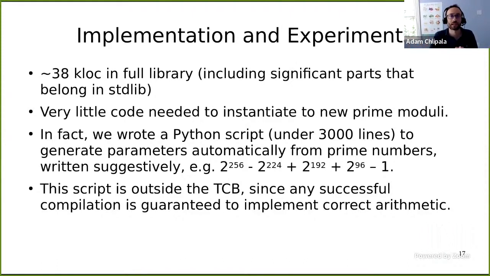Sometimes the compiler doesn't finish if you make bad choices. But anyway, we have an automated process that takes in your prime and your hardware target and does the rest of the work for you.